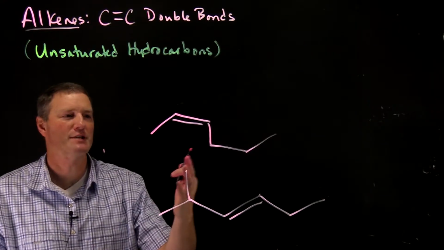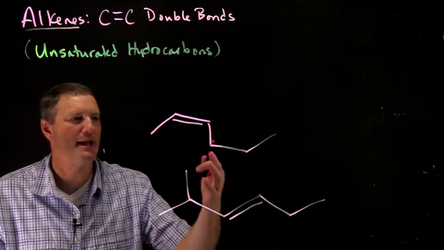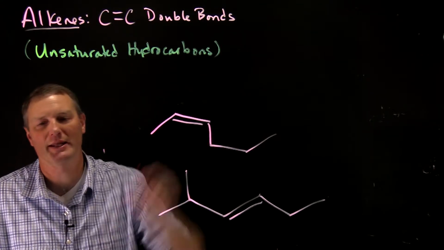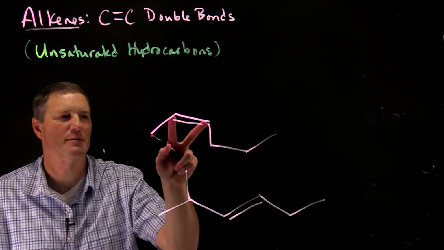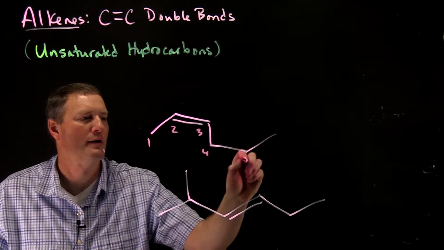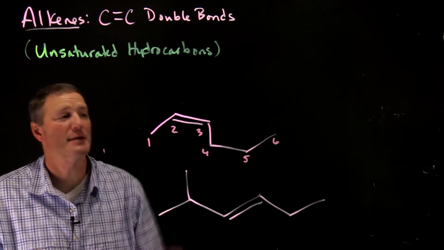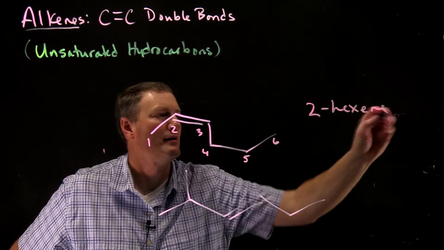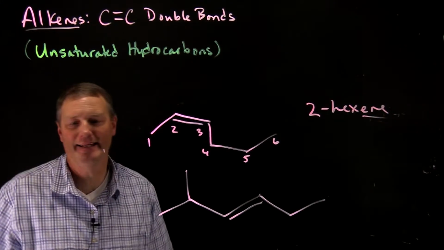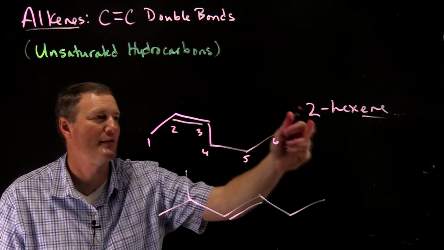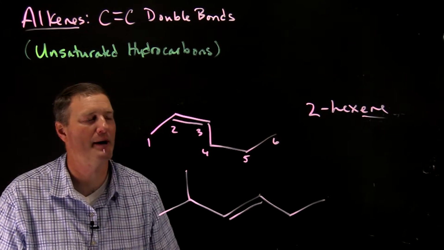All right, so in our first example, let's take a look at how we would name and number this. Again, we've got a carbon-carbon double bond. You always want to give the lowest numbers to the carbons involved in the double bond. This would be 1, 2, 3, 4, 5, and 6. So this is going to be a 2-hexene. Again, we put that "ene" suffix on the end to indicate that there is a carbon-carbon double bond, and the 2 is indicating the position of that double bond.